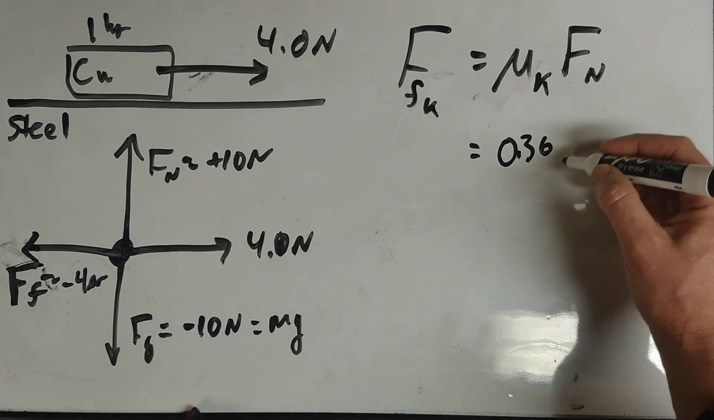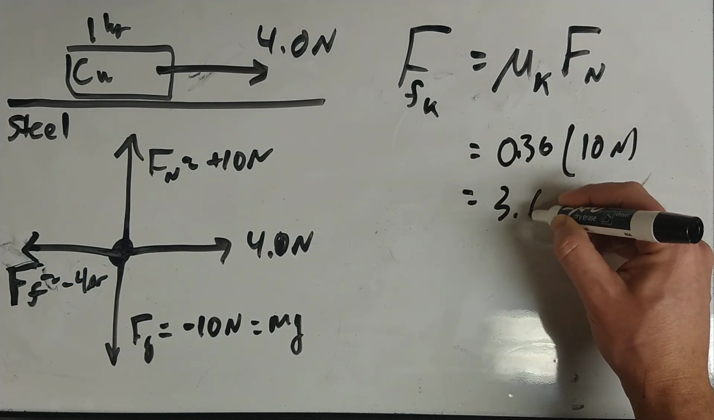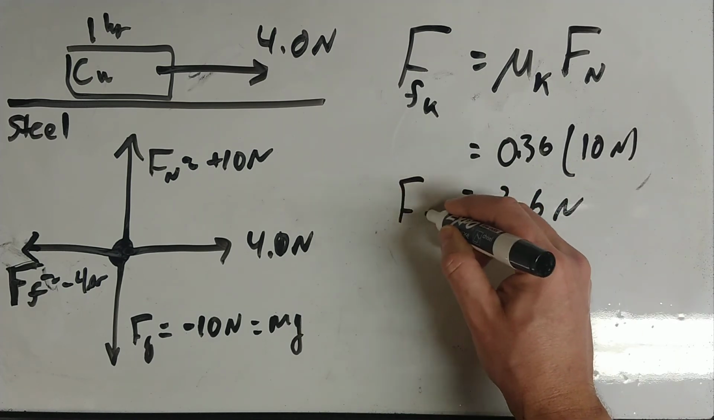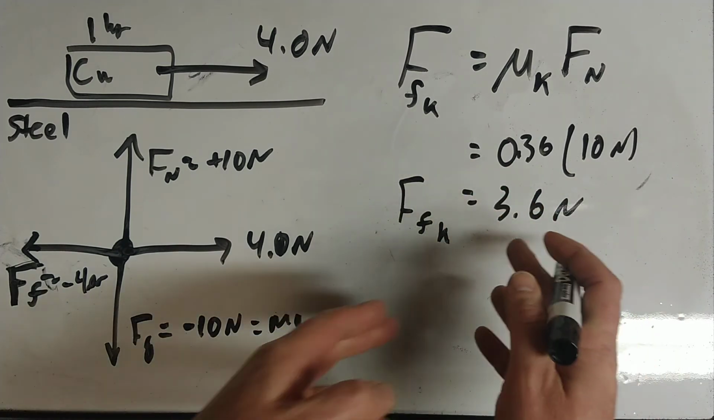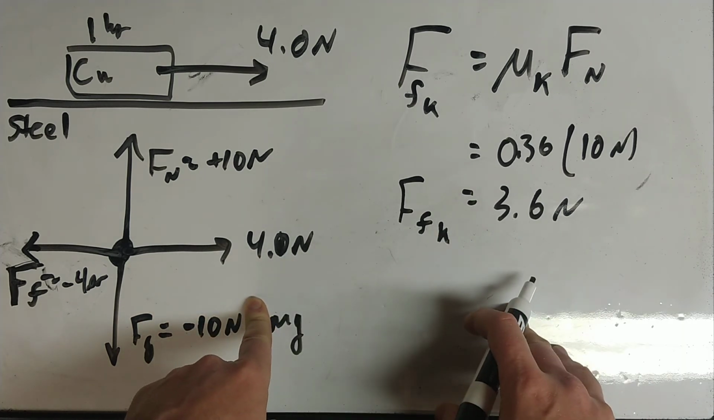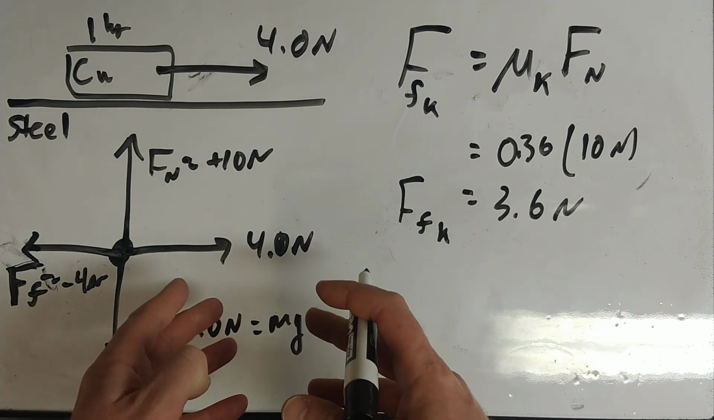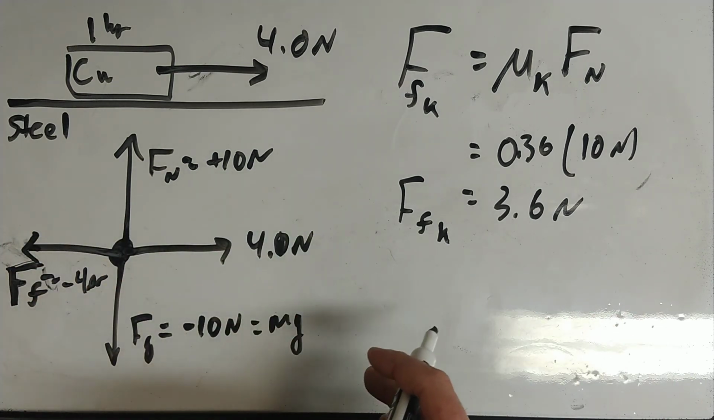0.36 is your coefficient. The normal force is 10 newtons. It only takes 3.6 newtons to keep it sliding once you've broken it free. So the 4 newtons would be plenty to keep it sliding. In fact, if you kept applying 4 newtons, the object would actually have to accelerate because the 4 newtons is bigger than the friction.